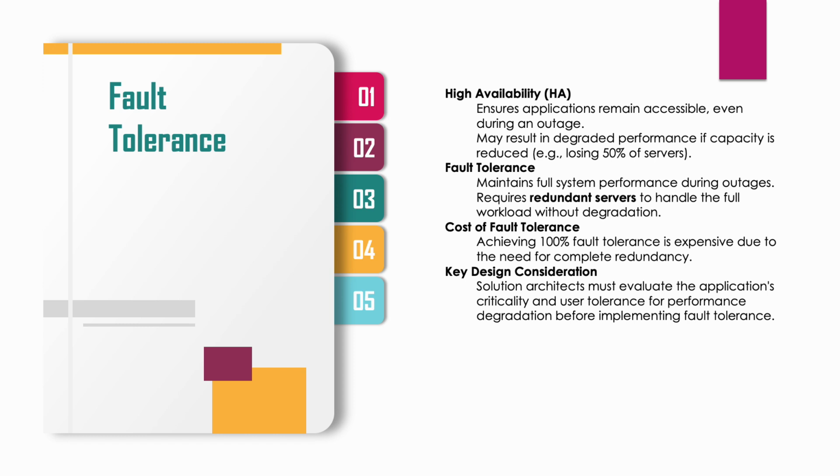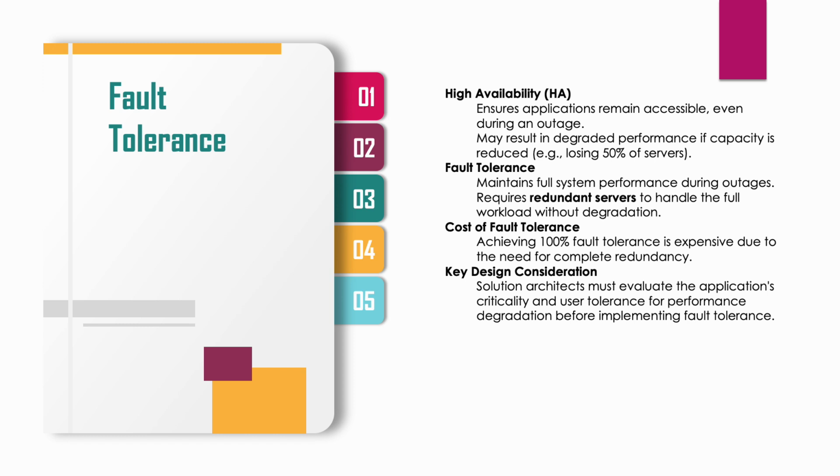In the last slide and last video, we saw what high availability is. High availability means your application remains accessible even during an outage, whether from zone 1, zone 2, or from multiple data centers. But as a result, that reduces the performance of your application. Depending on how your architecture is structured, you may be losing 50% of your capacity. With fault tolerance, you can maintain full system performance during any outage.